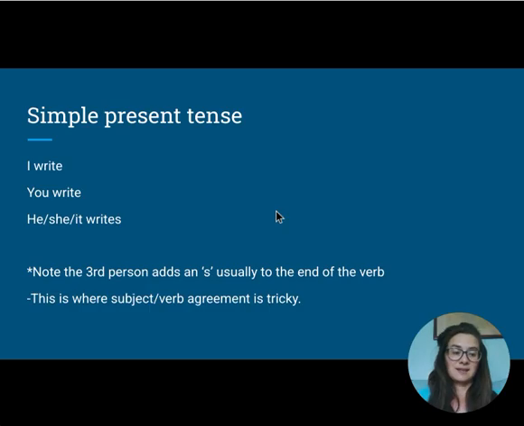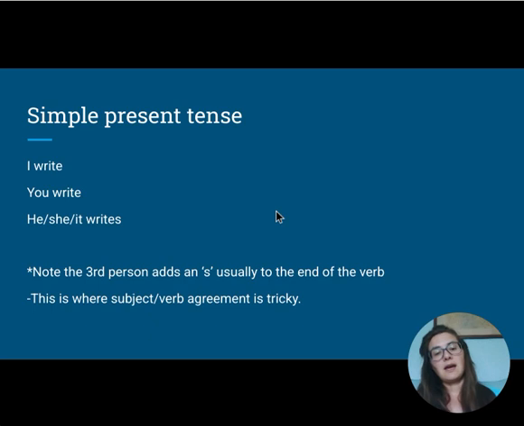So the first category that we're going to talk about is simple present tense, or present simple as it's sometimes called, and this is just going to be the construction of the person or thing doing the action right now. So it's the person or thing and then the simple present tense verb. Example here: I write, you write, he, she, it writes.